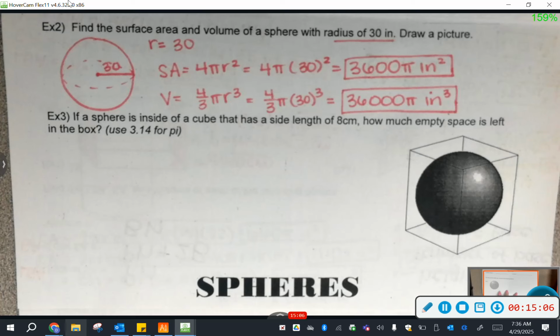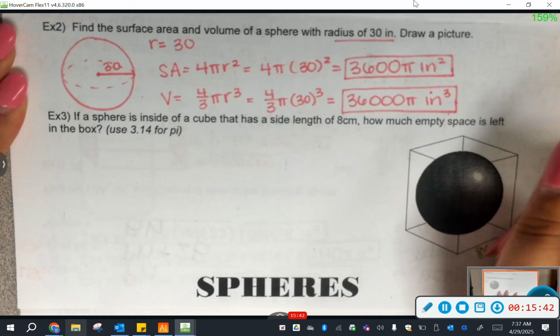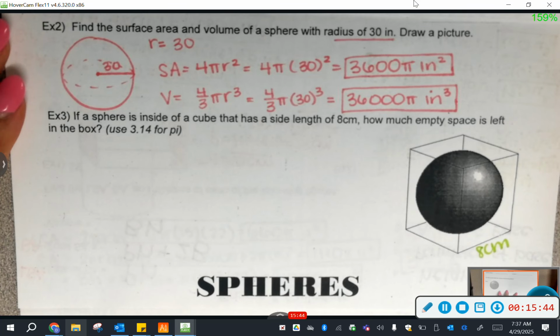All right, the last question on here that I'm going to go over is kind of like, remember last unit when I had you find the area of the shaded region? We took the area of the big and we subtracted the area from the small. We're basically doing that but 3D. So it says, if a sphere, has anybody ever gotten something signed and put it in like a little box because it's special? People get baseballs, basketballs, different things signed. And if a sphere is inside of a cube that has a length of 8 centimeters, so this cube right here has a length of 8 centimeters. How much empty space is left in this box?